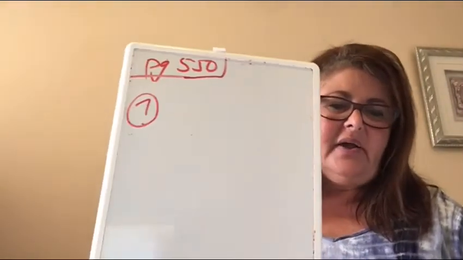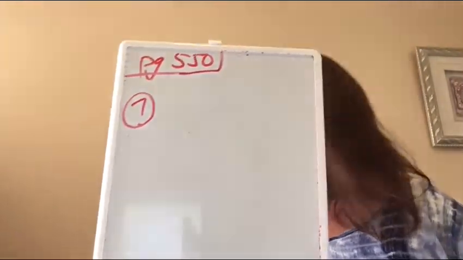Good. Let's go on to number 7. Number 7 says, show the same time on both clocks. We're doing number 7. Show the same time on both clocks. How do you know that you are correct?